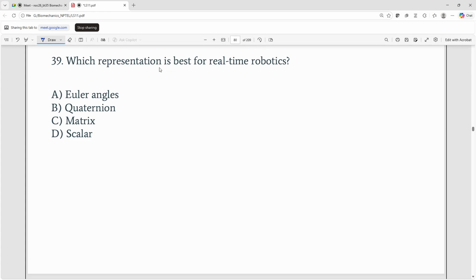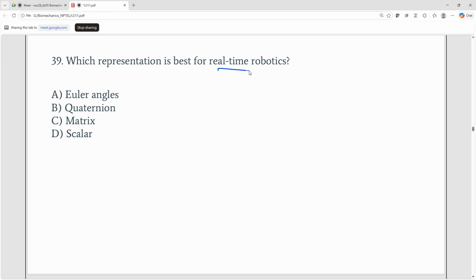Next question. Which representation is best for real-time robotics? Options are option A, Euler angles, option B, quaternions, option C, rotation matrices, option D, scalar. Which representation is best for real-time robotics? Is it Euler angles, quaternions, rotation matrices, or scalars?